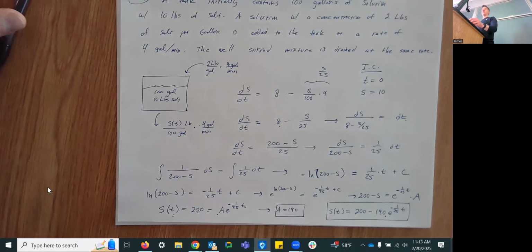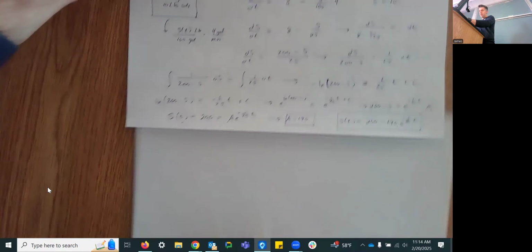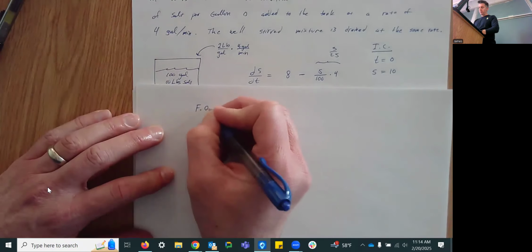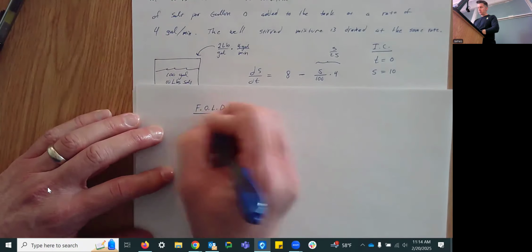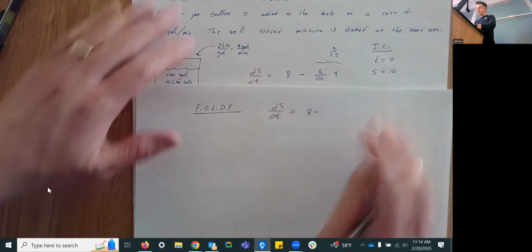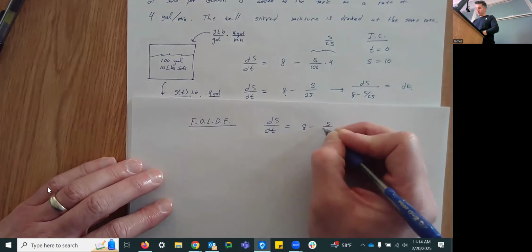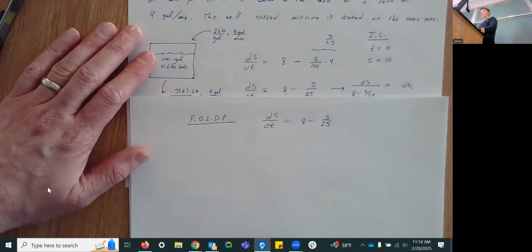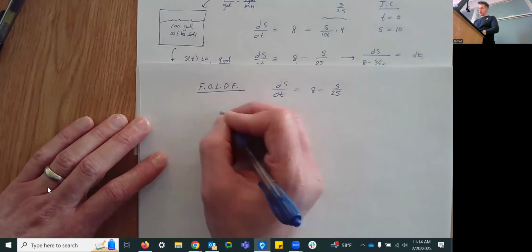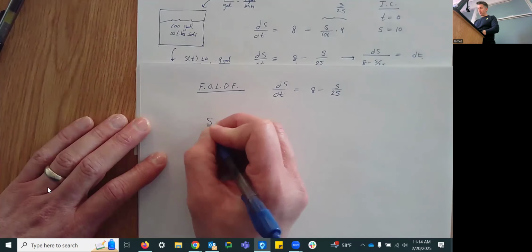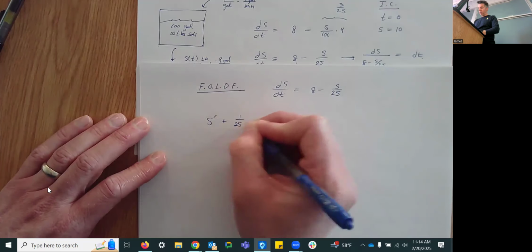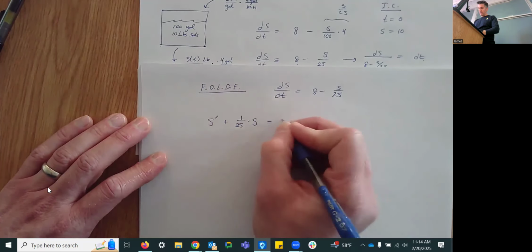All right, let's do it the other way. We're going to take our same differential equation and do it as a first order linear now. The differential equation is ds/dt equals 8 minus, let's write it as s over 25. So we're going to bring the s over 25 to the left side and rewrite this as s prime plus s over 25, or 1 over 25 times s, equal to 8.